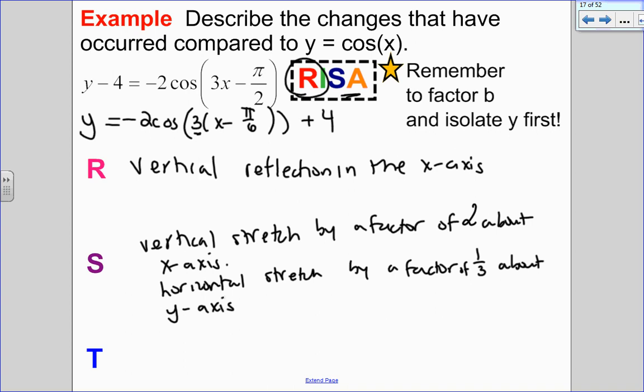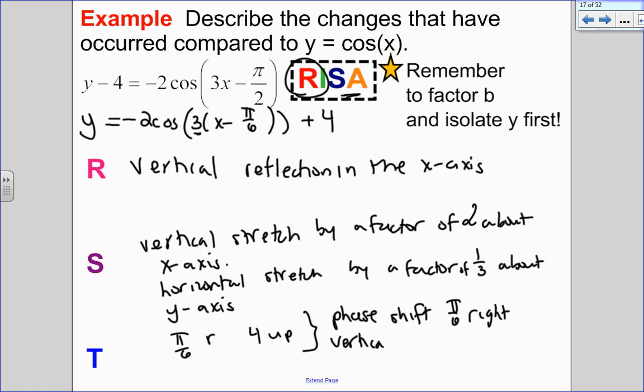And last thing, T stands for translation. So looking at horizontal, I have a horizontal translation of pi over 6 right, and I have a vertical translation of 4 units up. But let's use our words for trigonometry. So what that really means is that I'm going to have a phase shift, pi over 6 right, and a vertical displacement of 4 units up. And that would describe everything that I need. So again, remember to factor B, isolate Y.